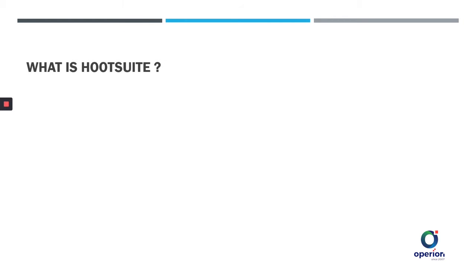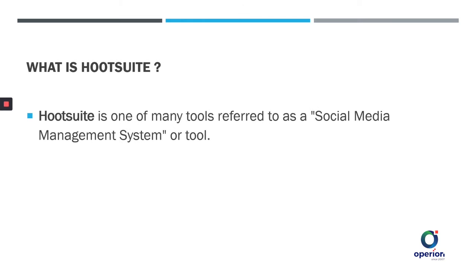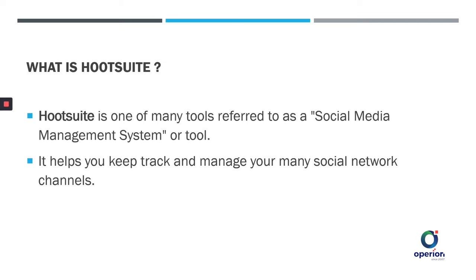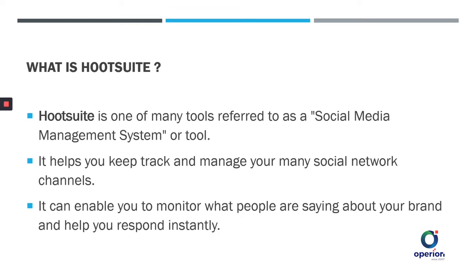What is Hootsuite? Hootsuite is one of many tools referred to as a social media management system or tool. It helps you keep track and manage your many social network channels. It can enable you to monitor what people are saying about your brand and help you respond instantly.